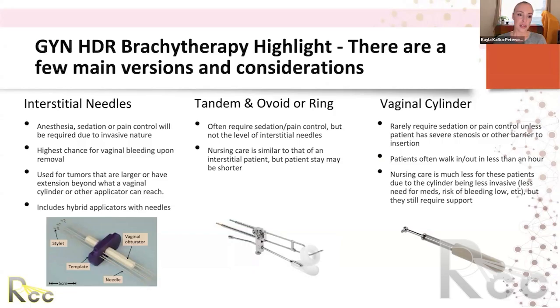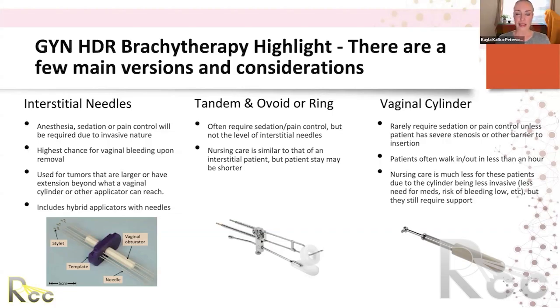And these are used for tumors that are larger or have extension beyond what, say, a vaginal cylinder can reach by itself. This also, from a nursing care standpoint, I include hybrid applicators with needles in this, because needles in the tissues are one nursing category, whether it is an intracavitary applicator with a couple needles, which is called a hybrid, or if it's a big interstitial implant. From a nursing standpoint, we will care for them the same way.